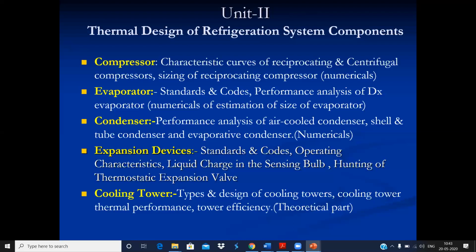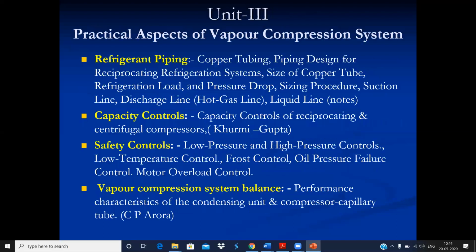So this is all about unit number 2. Unit number 2 is mainly a numerical oriented unit, where you can have numericals on compressor, evaporator, and condenser. So these are the 3 areas where you can have a numerical part, but you can also rely on theory as well. Then unit 3 covers the practical aspects of vapor compression systems.